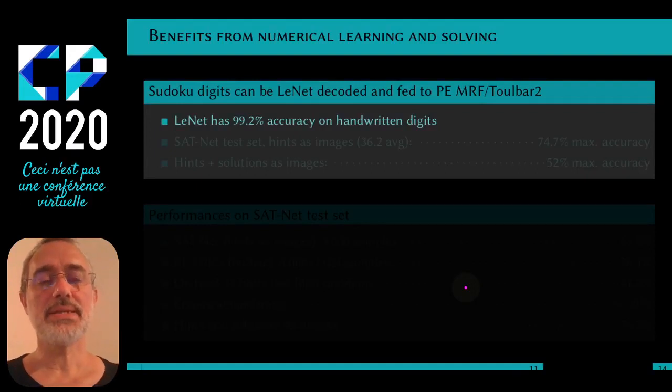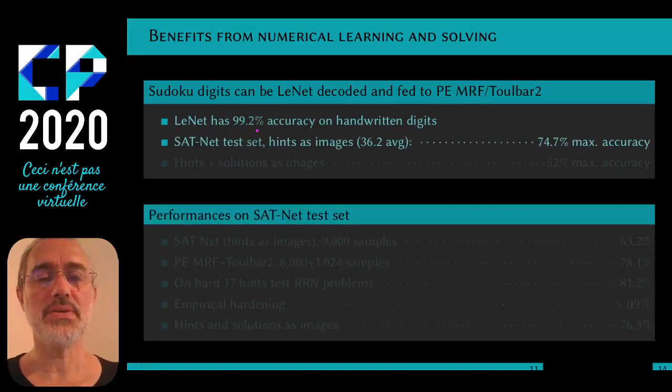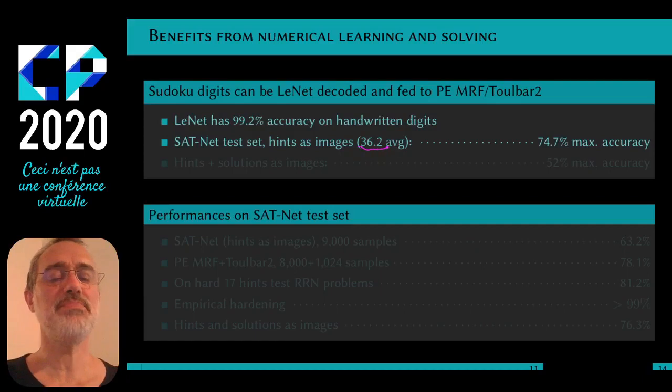And then we went one step beyond. Following the track of SatNet, we applied our framework on images, images with handwritten digits, which can be decoded by LeNet from Yann LeCun. We know that LeNet has a 99.2% accuracy on handwritten digits. So if you just encode the pre-assigned cells, the ints, as images, because in the SatNet test set there are on average 36.2 ints per grid, you cannot expect that all the decoded grids will be exact, and actually only roughly 75% of those grids will be correct.